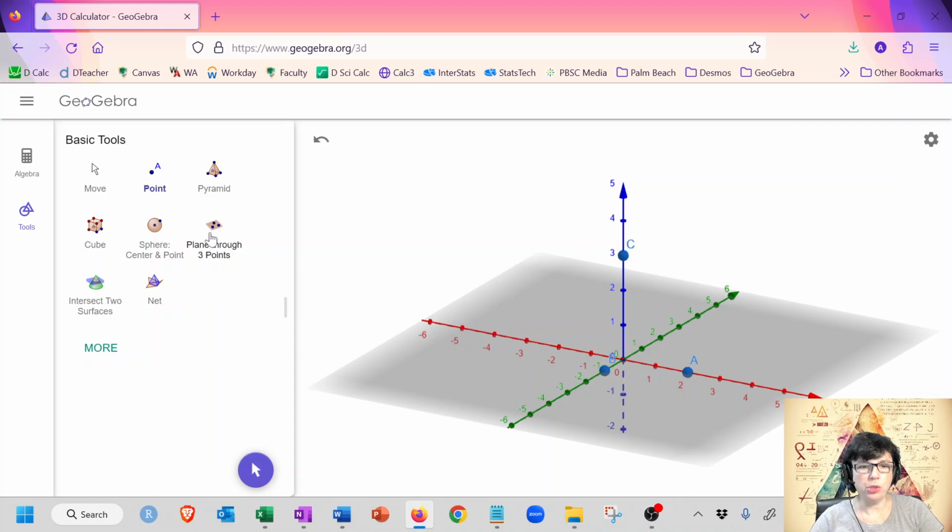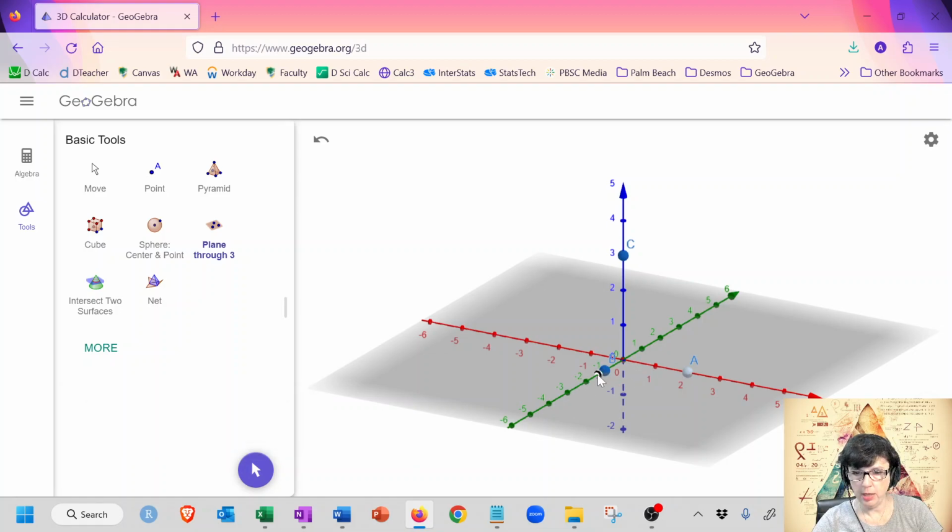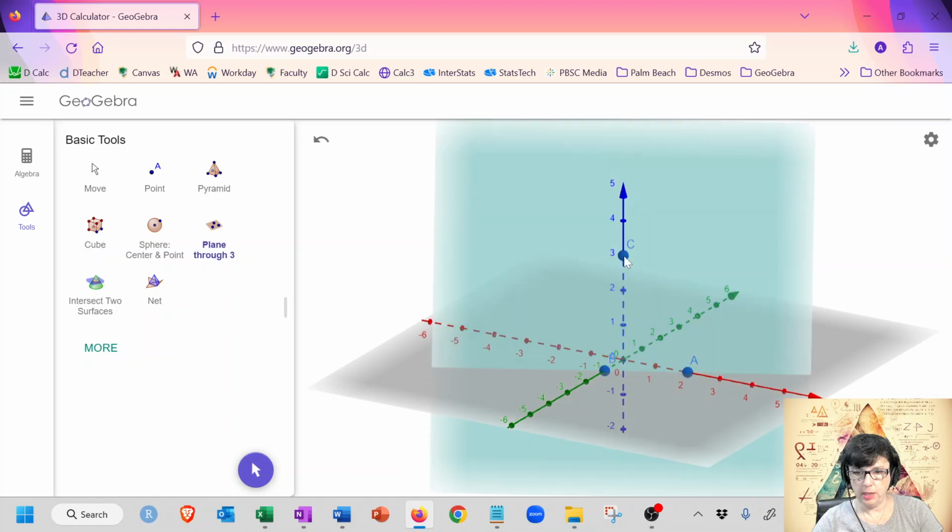Now I'm going to use another tool called plane through 3 points. It's not that hard to figure that one out, right? And we know that that plane is going to be unique because these 3 points are not on the same line. So there will be just one plane that goes through these points. So let's click on that. And it tells us to select the 3 points. So I'll just click on A, B, and C. And now I have the plane.